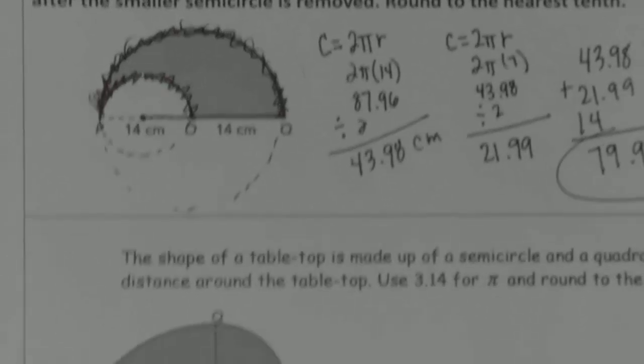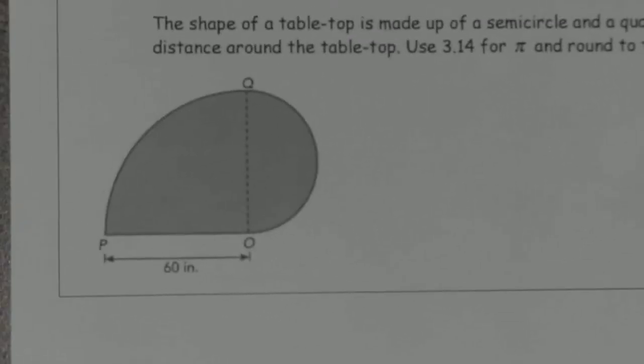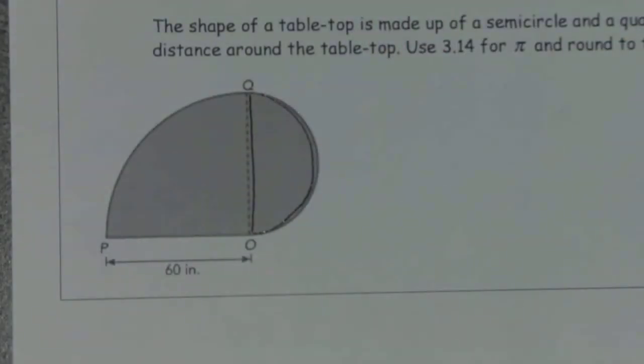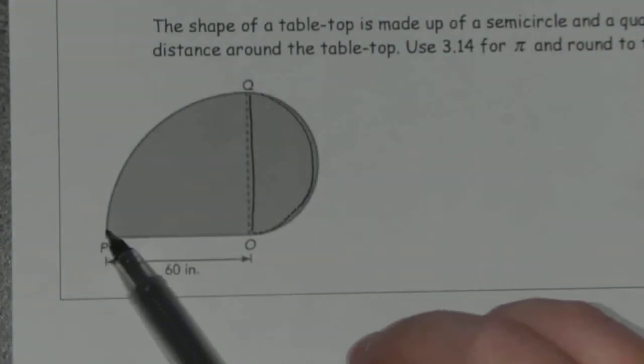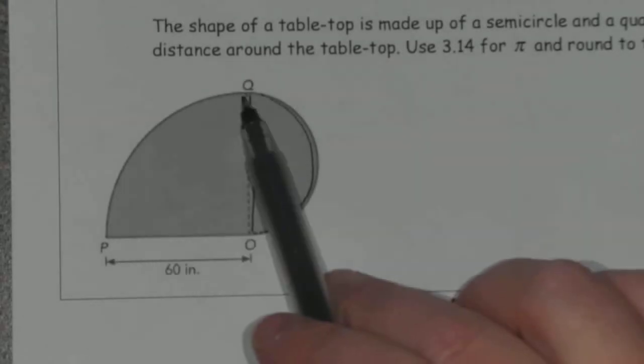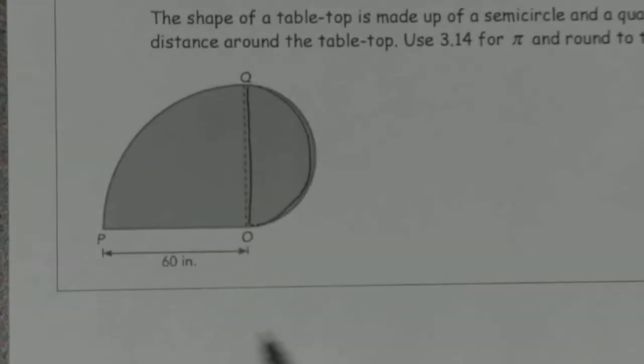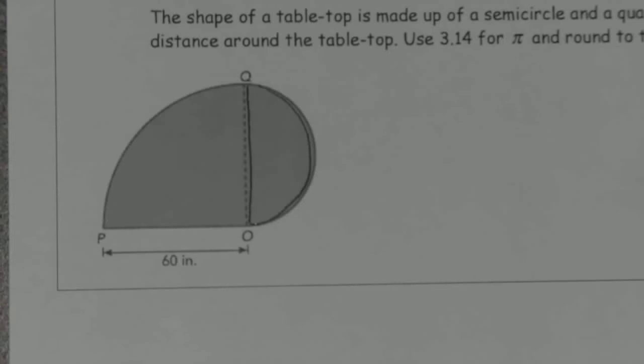Okay. We're going to do the similar kind of thing down here on this next one. This one says the shape of a tabletop is made from a semicircle, which is this piece right here, and the quadrant of a circle. Do you guys see that this would just be 1/4 of a big circle? So if we find the big circle, we could divide it by 4, right? Because it's a quadrant of a circle. Find the distance around the tabletop. Use 3.14 for pi and round to the nearest tenth.